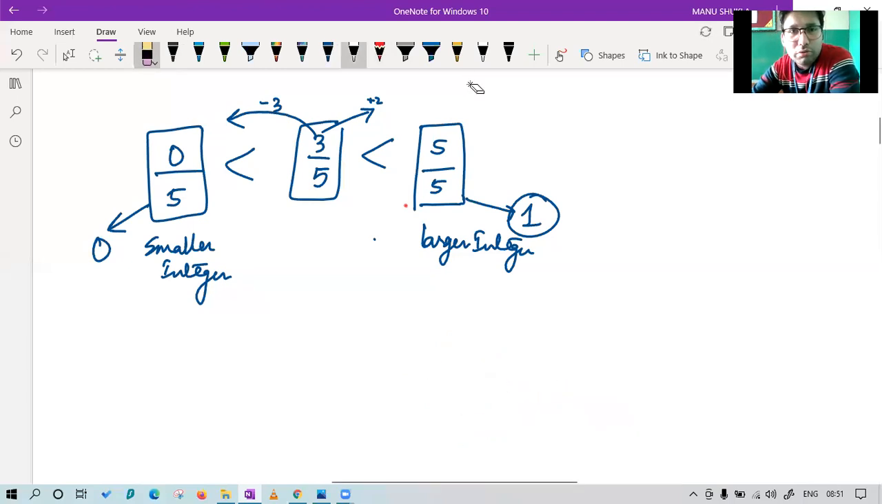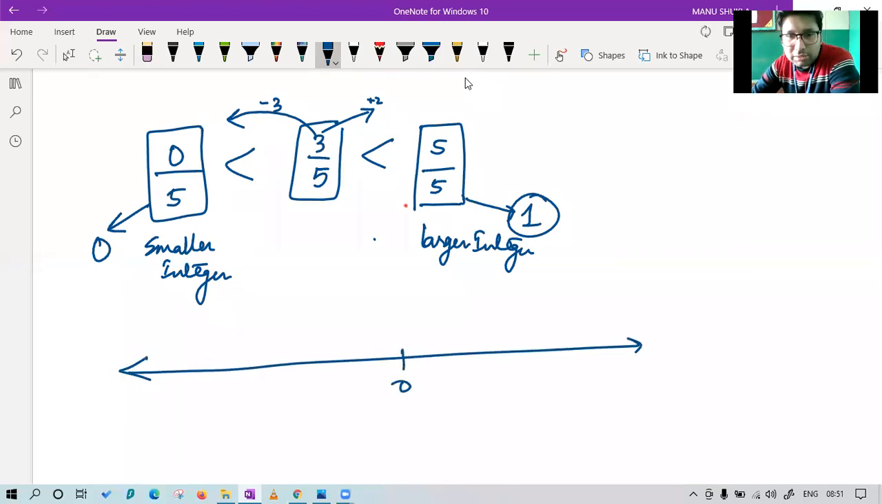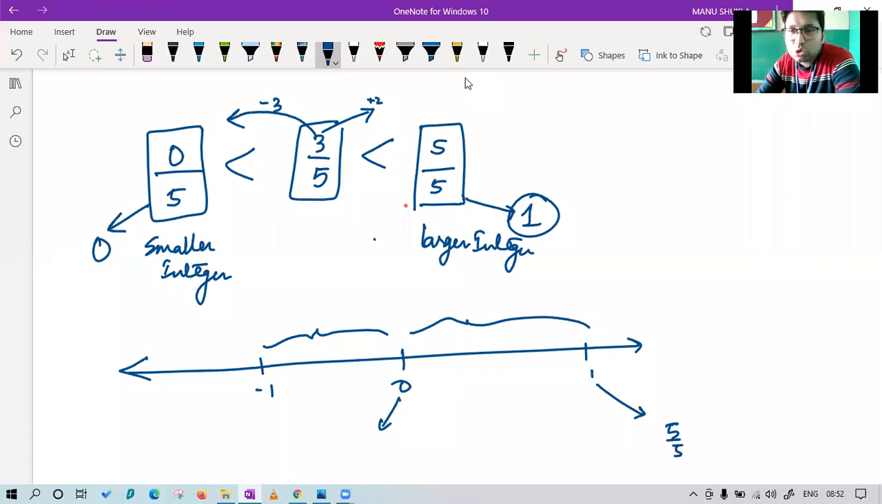What's the issue? Very simple. Just make the number line. Take a 0, a minus 1, and a plus 1. Make sure that the gap between these two is exactly equal to the gap between these two. Then only your number line is correct. Yes, Simriti, you are correct. Now, we can say this one is also known as plus 1, and this one is also known as 5 upon 5.